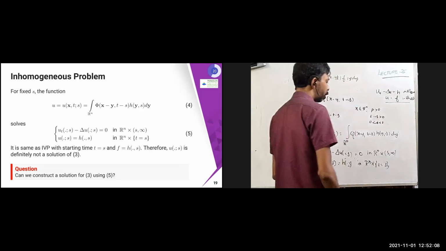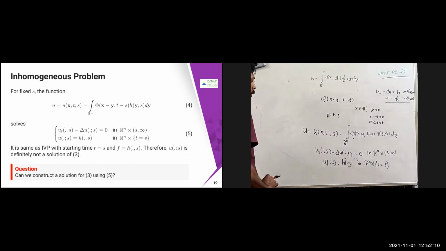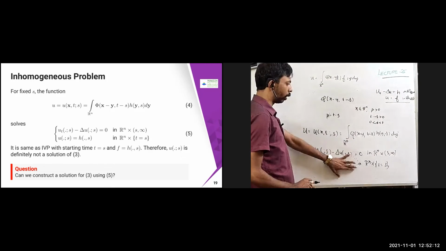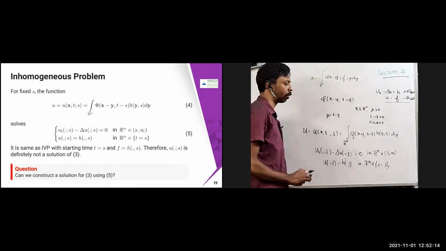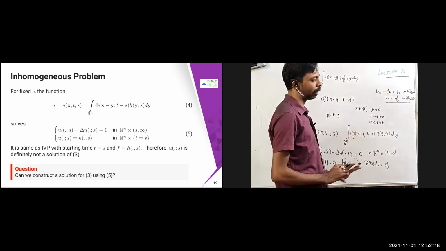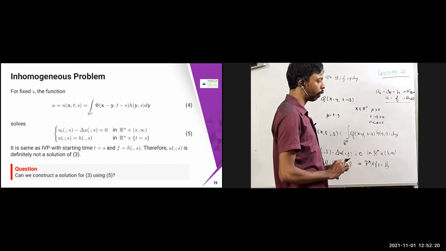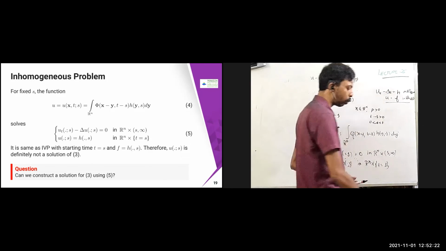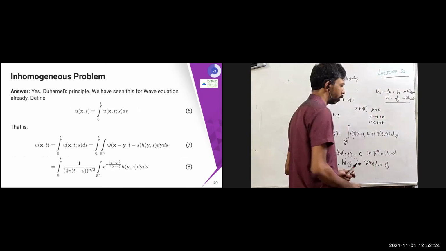Now the question is, can we construct a solution for problem 3 using this one? Because I should not have any s or anything here. Only the function of x and t should be there, so there should not be any s involved over there. So the question is, can we remove this s and then find the solution for this one? That is the question.